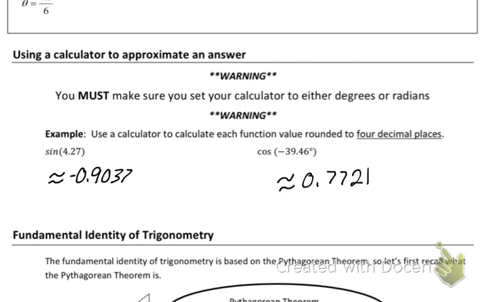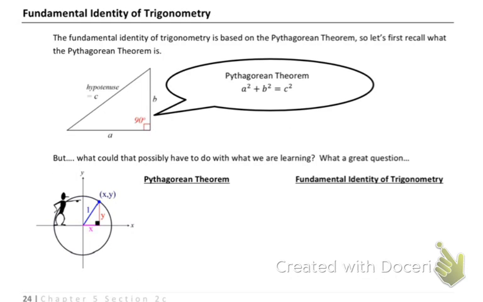Okay. Then we're going to move on to the fundamental identity of trigonometry. The fundamental identity of trigonometry is based solely on the Pythagorean theorem. And the Pythagorean theorem is, if I have a right triangle, side squared plus side squared equals, do we like the Pythagorean theorem? My favorite theorem. Oh, yay. So it's side squared plus side squared equals our hypotenuse squared.